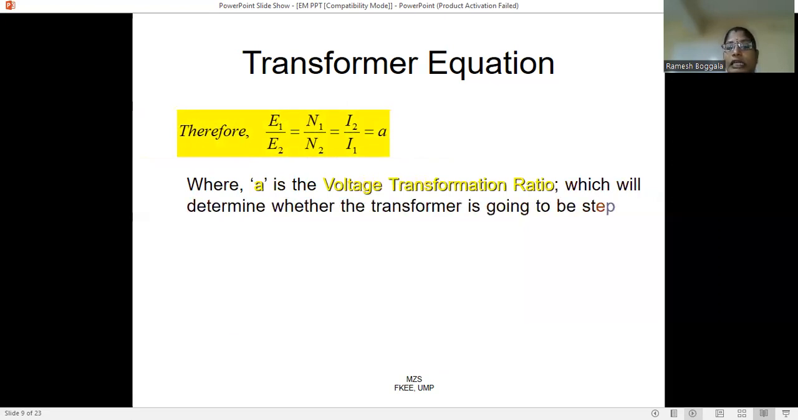Therefore, E1 by E2 equals N1 by N2, and I2 by I1 equals A. Here A is the voltage transformation ratio, a constant, which determines whether the transformer is a step-up transformer or a step-down transformer. For a step-up transformer, A is greater than 1. For a step-down transformer, A is less than 1.